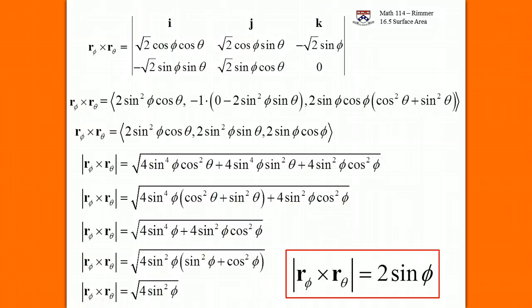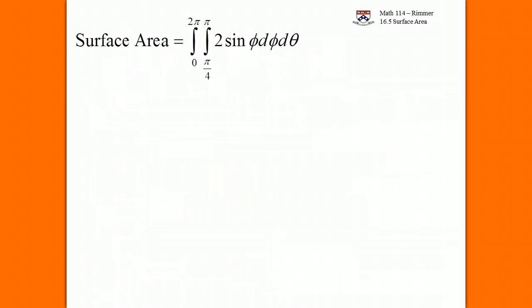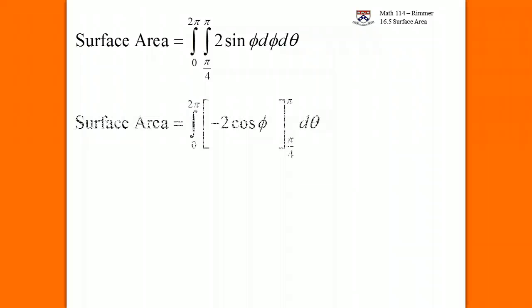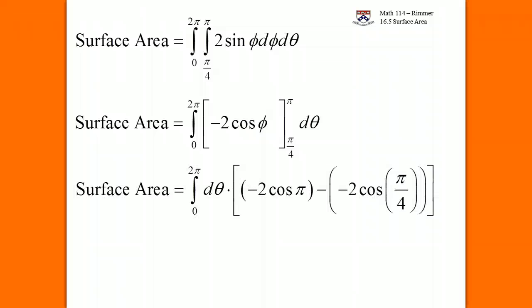And we integrate this with the bounds on phi and theta. So we have 2 sine phi, which we have to integrate. That'll give us negative 2 cosine phi. We have to put the pi in and the pi over 4 in. We put the pi in, we're talking about the cosine of pi with the negative 2 on it. And then we subtract what we get by plugging in the pi over 4, the cosine of pi over 4 with the negative 2 on it.